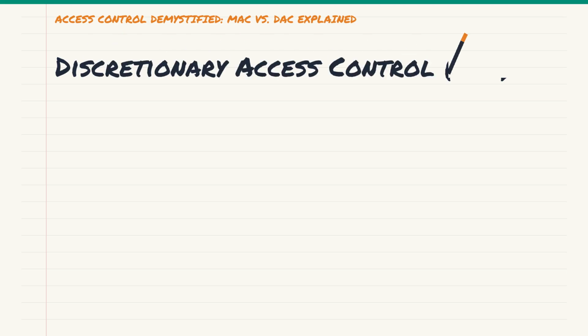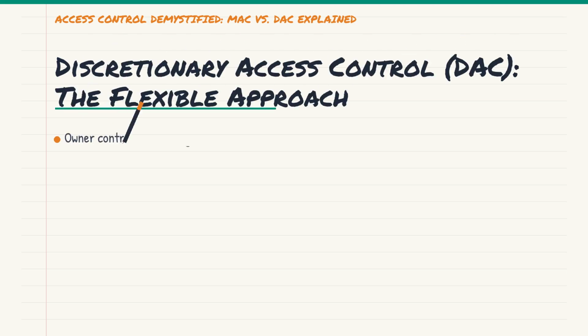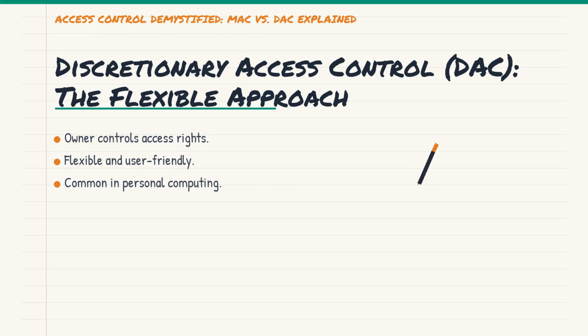Now, let's switch gears to Discretionary Access Control, or DAC. This is a lot more flexible. With DAC, it's the owner of the resource who decides who gets to access it. Think about a file on your personal computer. You decide who you share it with, right? This is the most common type of access control we see in everyday systems like Windows or macOS.